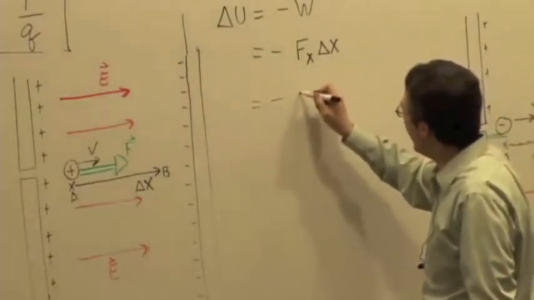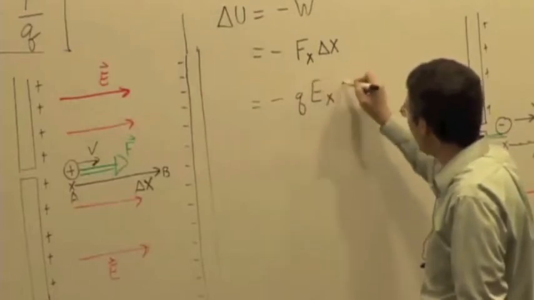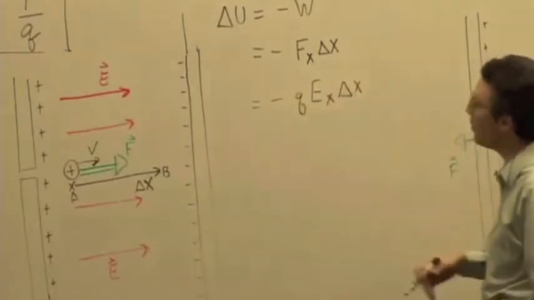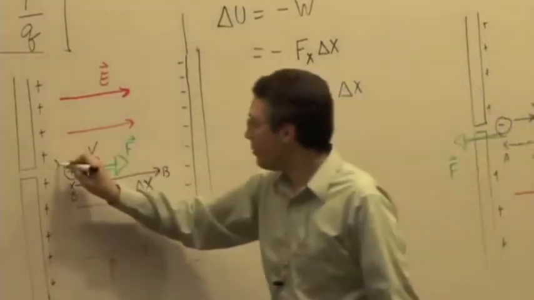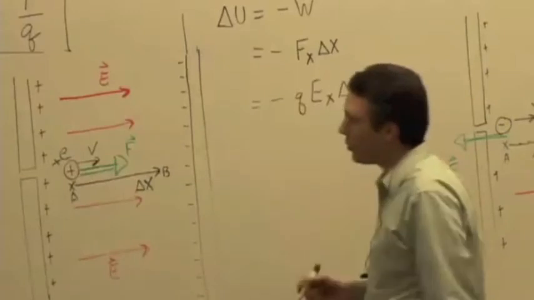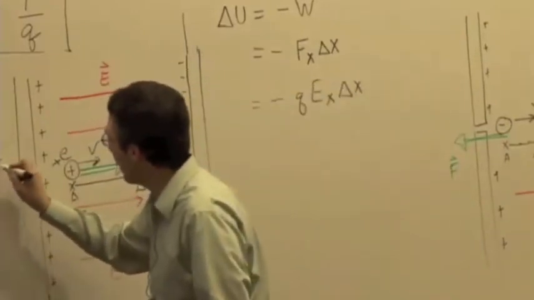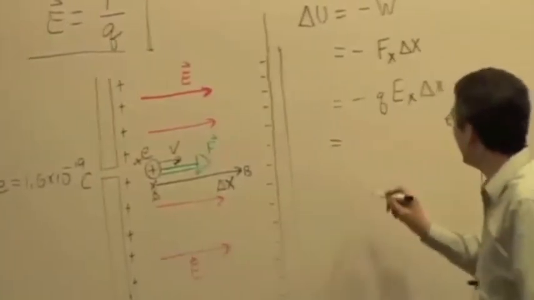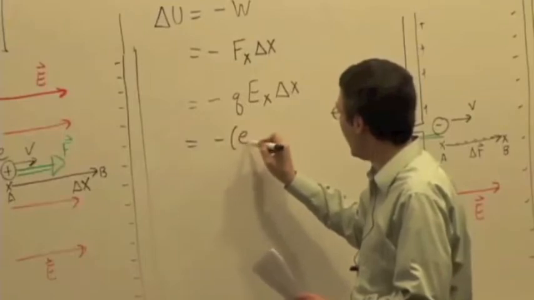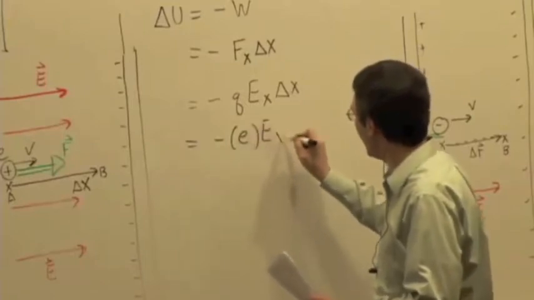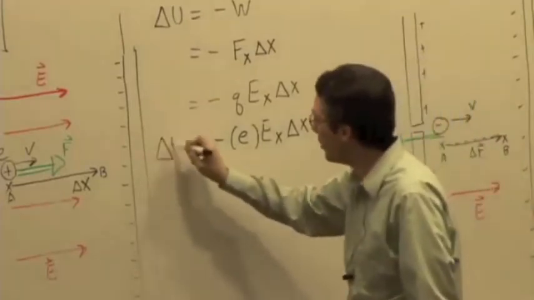The force itself is the charge times the electric field, x component. There's just an x component here, and that's a positive x component. And the charge, in this case, is plus e, the e being the proton charge, 1.6 times 10 to the minus 19. So we have a negative little e times big E_x times delta x. Okay, so that's the change in potential energy in this case.